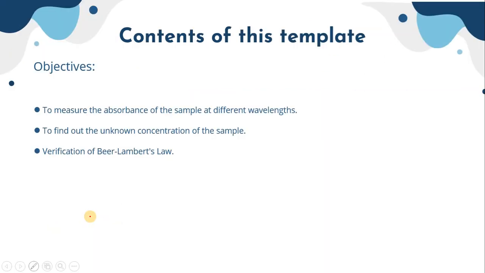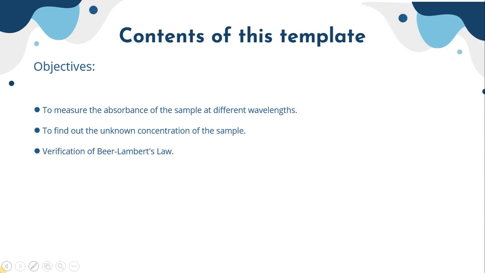For this session, we're going to use a virtual simulator, an online laboratory simulator from a website called Amrita. And then the objectives are these. We're going to measure the absorbance of a sample at different wavelengths, find out the concentration of the unknown sample, and verify the Beer-Lambert's law.